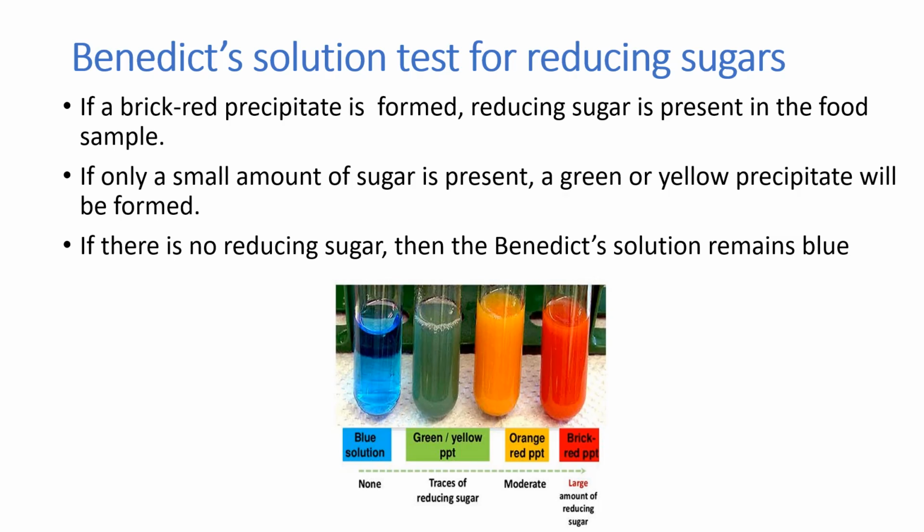First, you can see the light blue color converts into a green color. Then gradually it will be turned into yellow, orange, and finally a brick red color precipitate would be formed. So a brick red color precipitate would be formed if large amount of reducing sugars are present in the food sample. If only a small amount of sugar is present, a green or yellow precipitate will be formed. If there is no reducing sugar, the Benedict solution remains light blue.